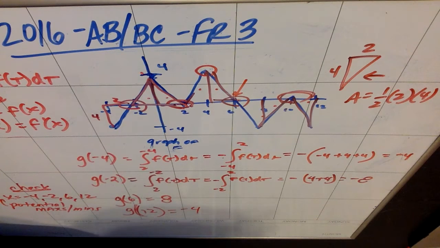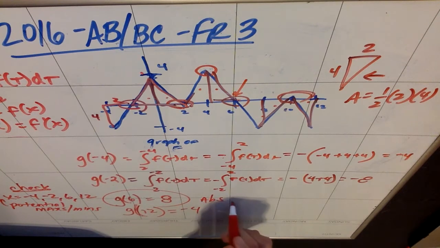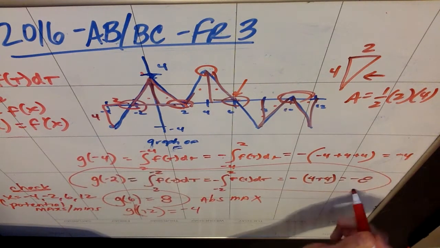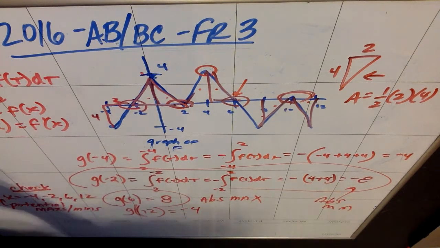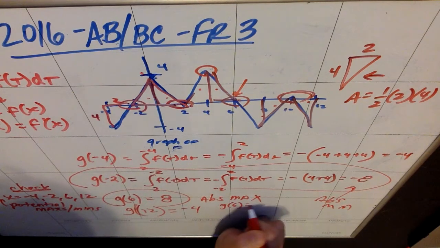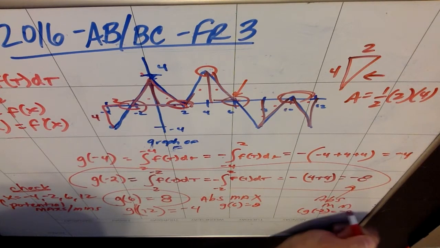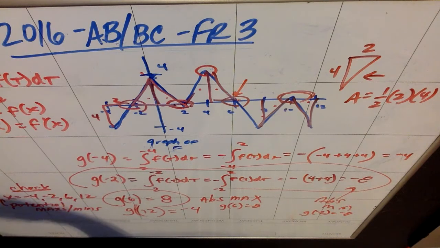So what's happening here is that the only possible candidate for absolute max is the positive 8. And the candidate for the absolute min is the negative 8, because it's the smallest value. So the absolute max is g of 6 equals 8, and the absolute min is g of negative 2 equals negative 8.